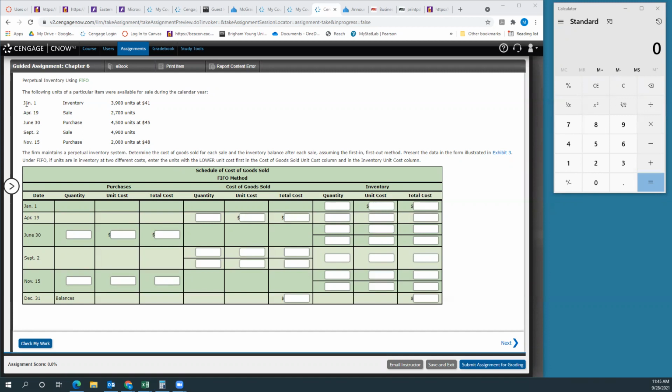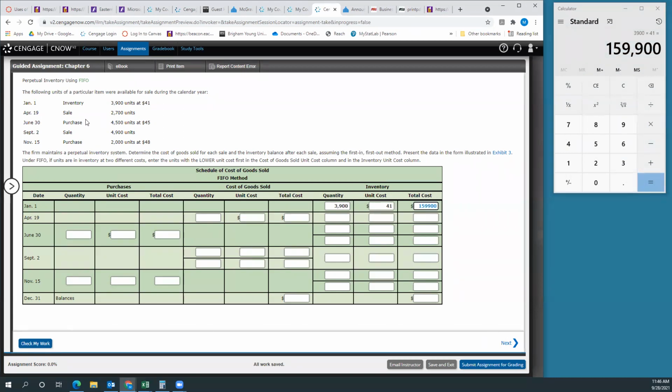So the first thing we have here is that our inventory at January 1st is 3,900 units at $41. At means that's what they cost us. So I'm going to go ahead and put 3,900 and a cost of $41 apiece. Oh, I'm sorry, I did that in the wrong place. This is my starting inventory up here. So 3,900 at a cost of 41 apiece, and then I'll multiply those out to get the total cost. So mine is $159,900.